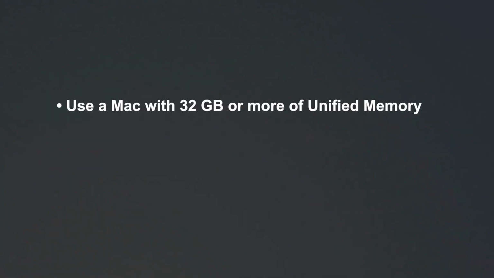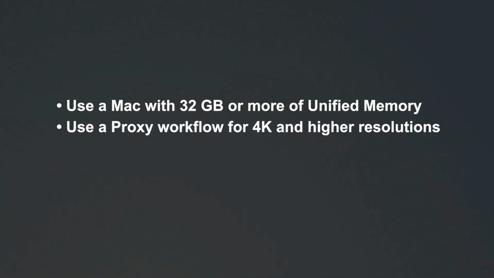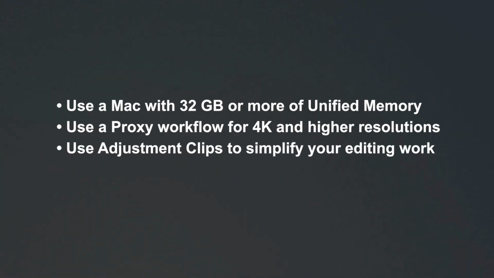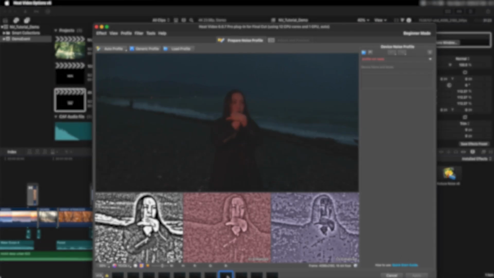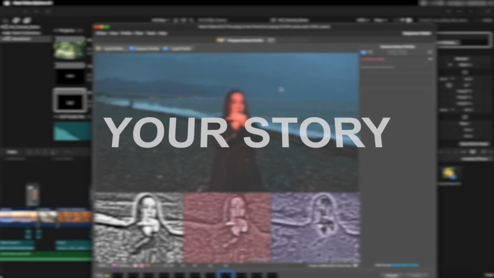So let's recap. Choose an Apple Silicon Mac with at least 16 gigabytes of unified memory. If possible, aim at 32 gigabytes. Use a proxy workflow to reduce frame size on 4K projects. Always set your timeline to the final delivery resolution. Use the new native adjustment clips to manage heavy effects efficiently, and leverage smart plugins that optimize for your hardware. By combining these professional techniques, you can conquer timeline lag and focus on what truly matters: your story.